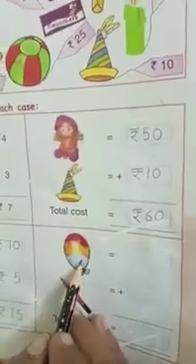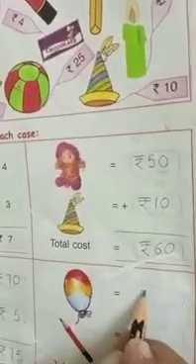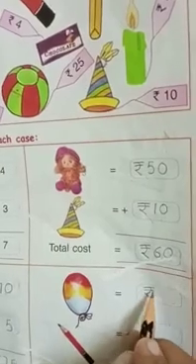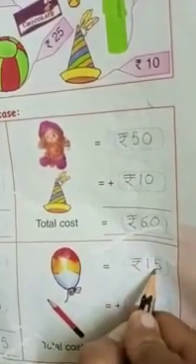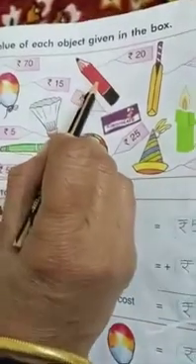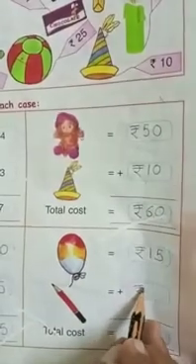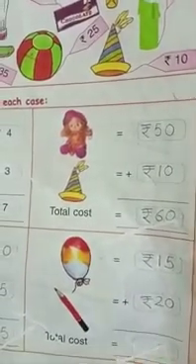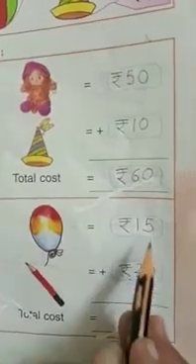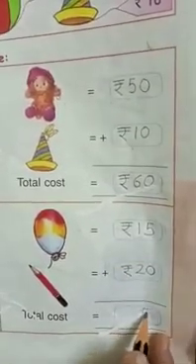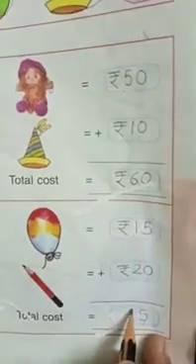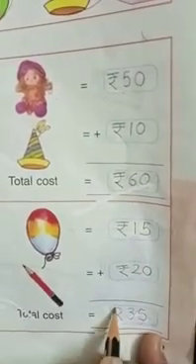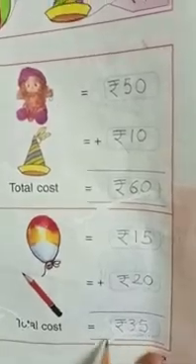Now the cost of balloon is rupees 15. And now the cost of pencil is rupees 20. Now we have to find out the total cost. So 5 plus 0, 5 and 2 plus 1, 3. 35 rupees. Total cost is 35 rupees.